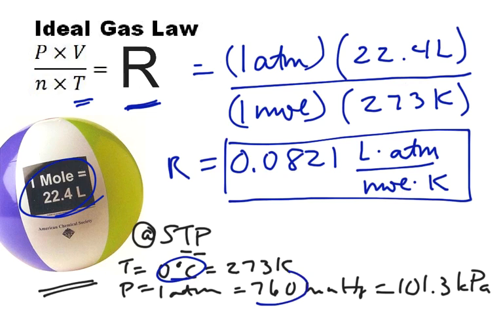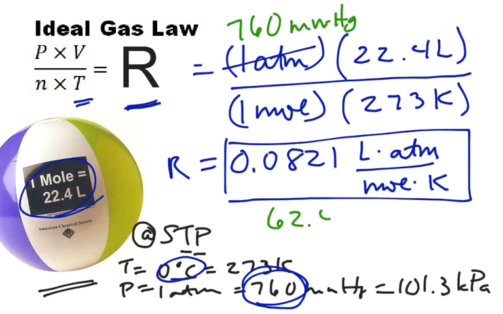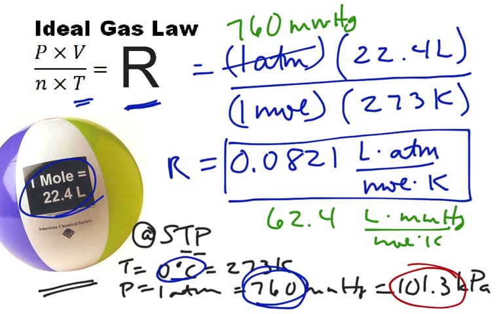If I wanted to do this with 760 millimeters of mercury, we would do the same thing. We would change this number, and it's still R, and it's still just as useful, but we're going to get a different value. In fact, we get 62.4 liters millimeters of mercury, or torr, per mole Kelvin. Now, if we do it again and say we want to use 101.3 kPa, we can do the same thing, and in that case we end up with a value of 8.31 liters kPa per mole Kelvin.